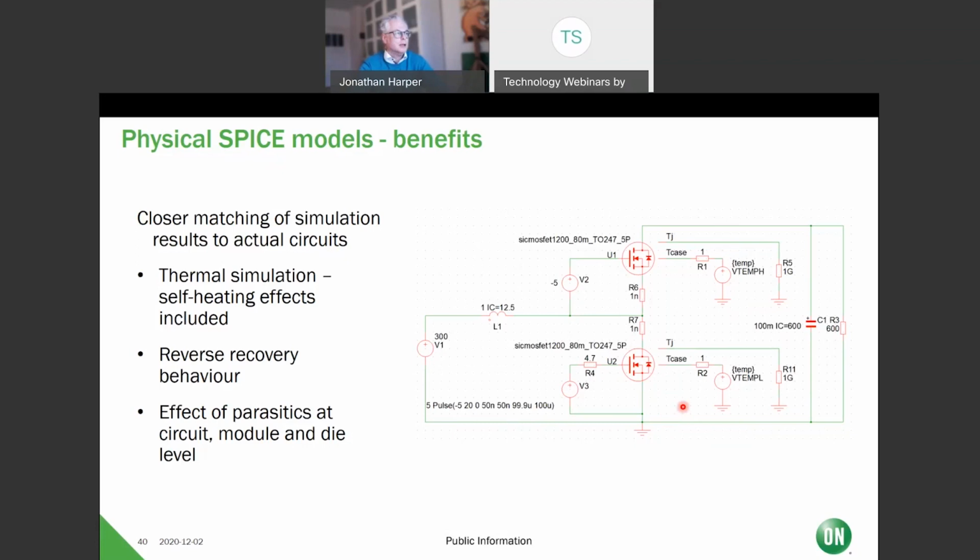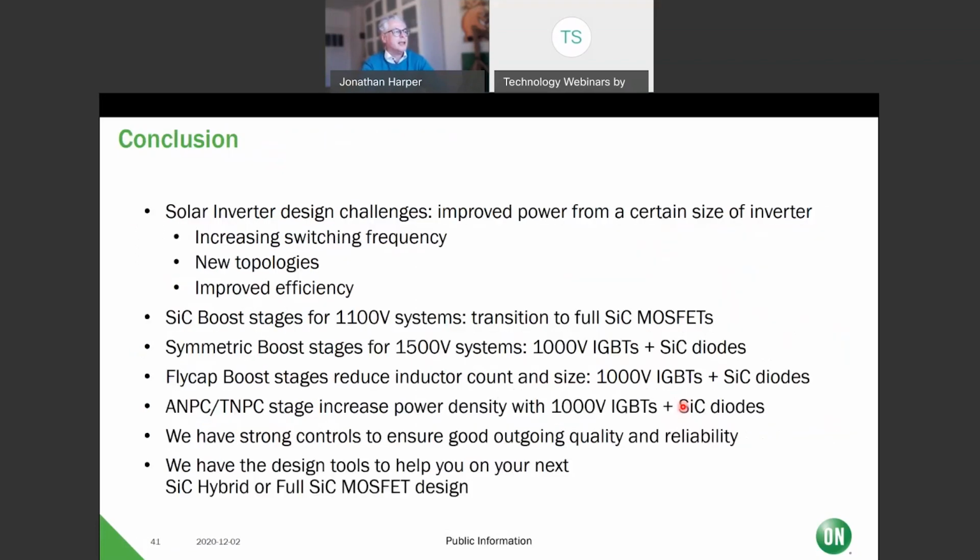That's good. So that brings me to the conclusion. What do we talk about? The design challenges are to get improved power from a certain size of inverter. So these modular inverters, we want to get more power out of them so that two people can lift them and replace them more easily. And how do you do that? You need increased switching frequency, using different topologies, and obviously improved efficiency, which you can get in a number of ways.